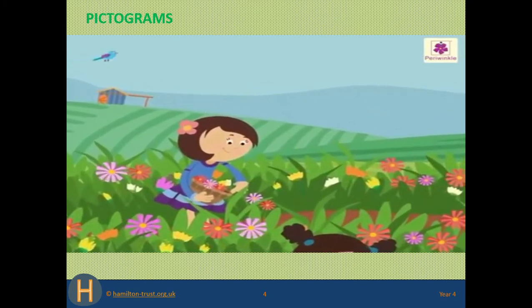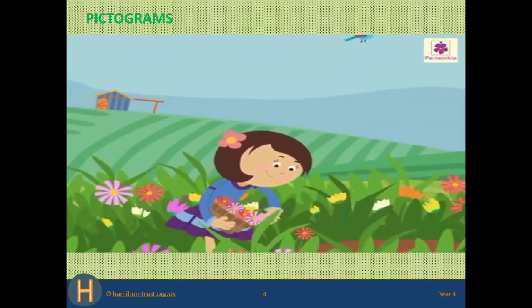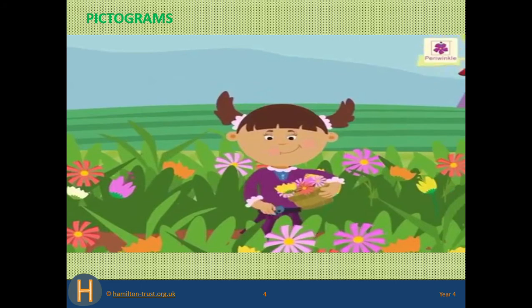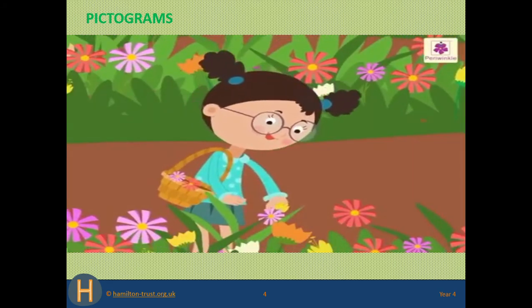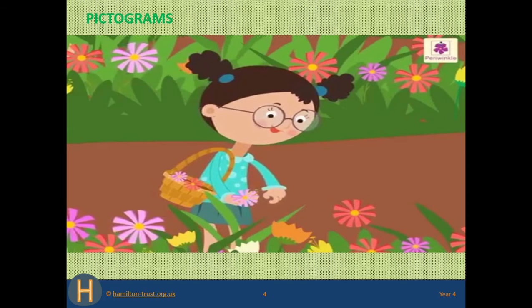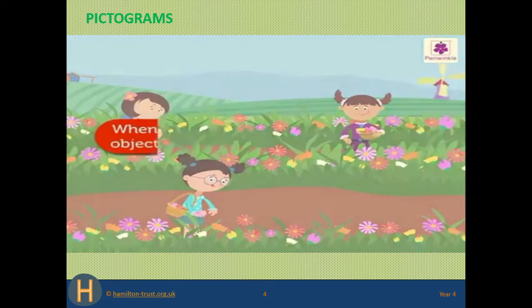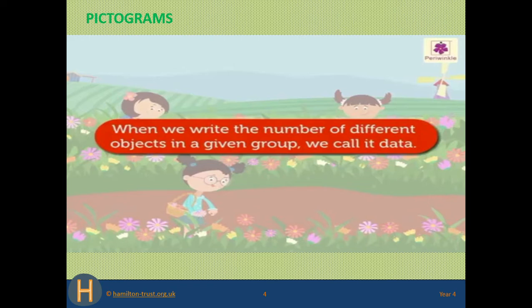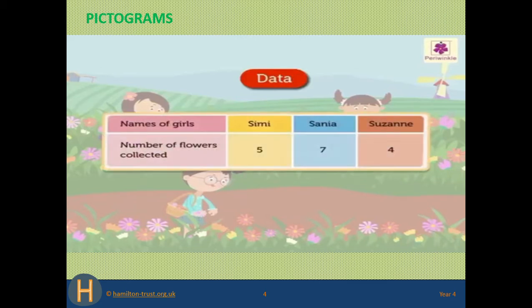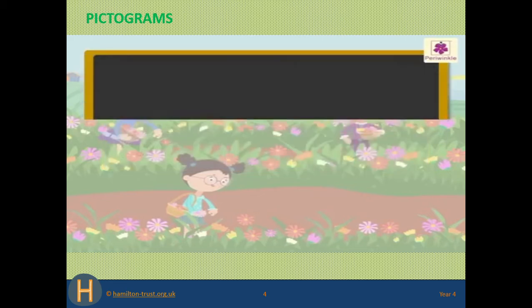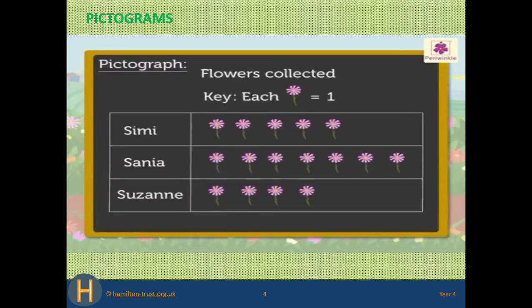Look at the flower farm. Simi collected 5 flowers, Sanya collected 7 flowers, and Suzanne collected 4 flowers from the farm. When we write the number of different objects in a given group, we call it data. The data given in the flower farm example can be represented as follows. This data can also be represented by drawing pictures. It is called a pictograph.